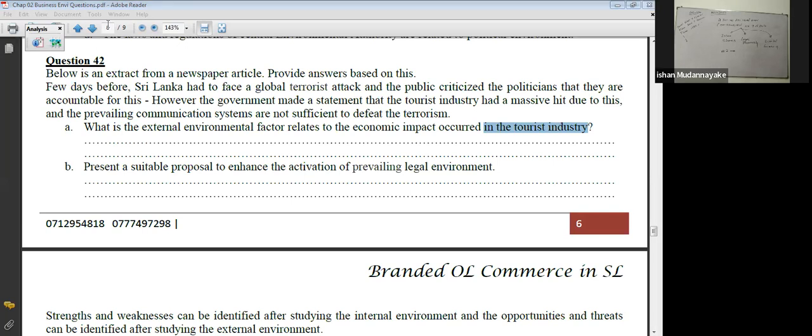Here they have introduced it as global environment, right? Neither as global terrorist attack, but the most possible, most close answer is political environment. Okay, public criticize politicians that they are accountable for this political environment. Political instability. The most close answer is political environment.